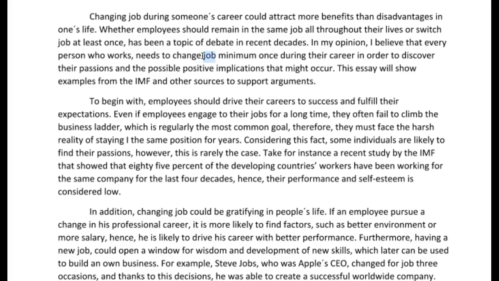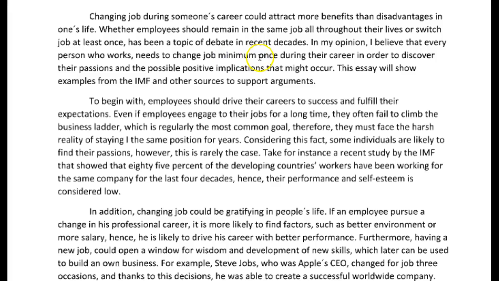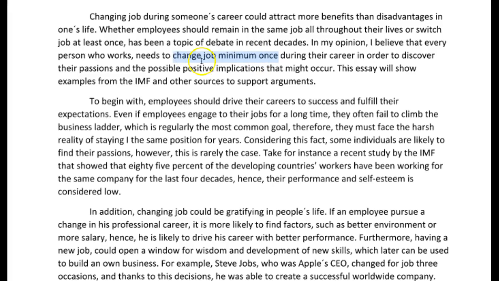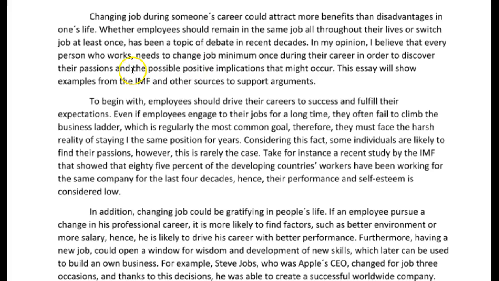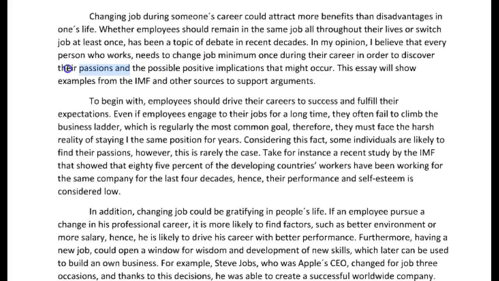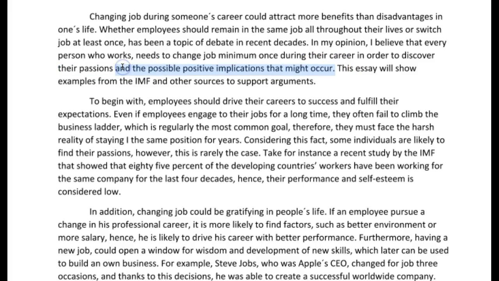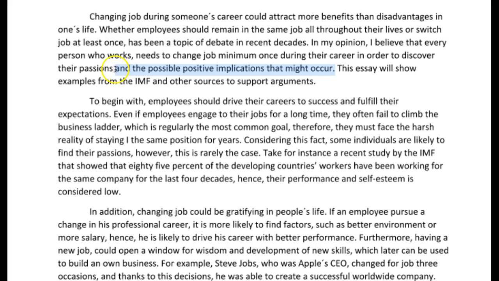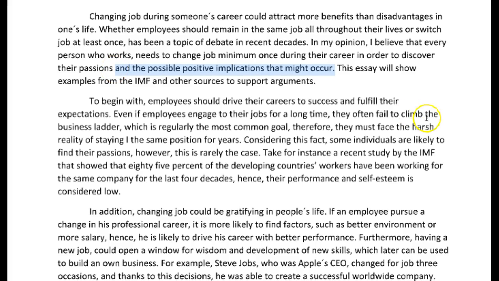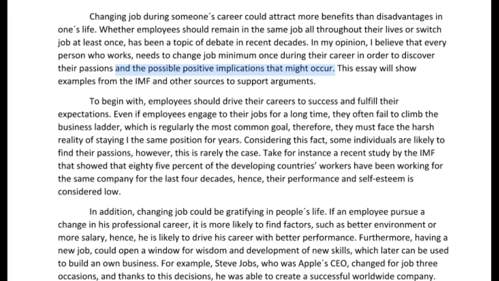their, maybe add a pronoun, their job a minimum of once during their career in order to discover, and here maybe take out their passions, or take out this phrasing here. I think because the word count is so over, we could just say in order to discover their passions, full stop. This essay will show examples from the IMF and other sources to support arguments.